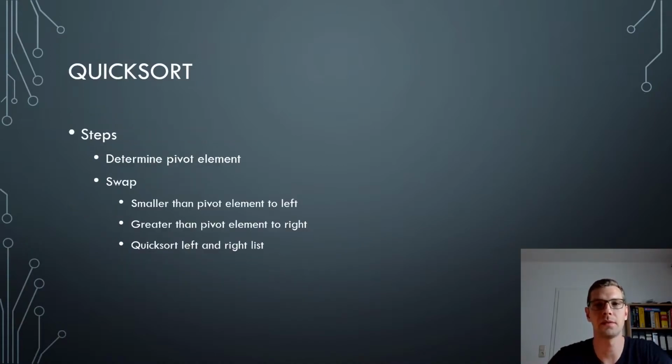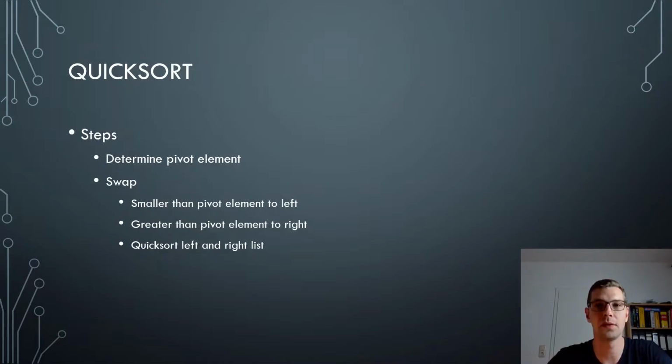Alright, so there are a few steps in Quicksort, and the first is to determine a pivot element. Well, a pivot element is basically an element that we choose randomly, which is proven to be the best approach for Quicksort. It is basically one element of our list in our data array.